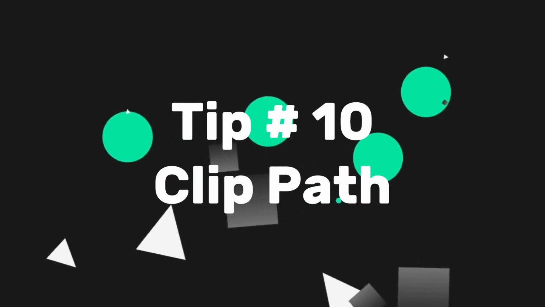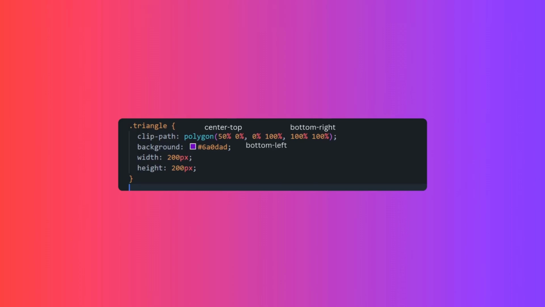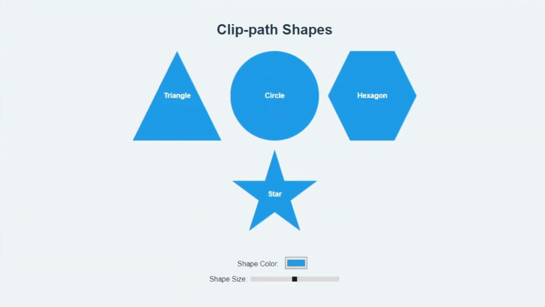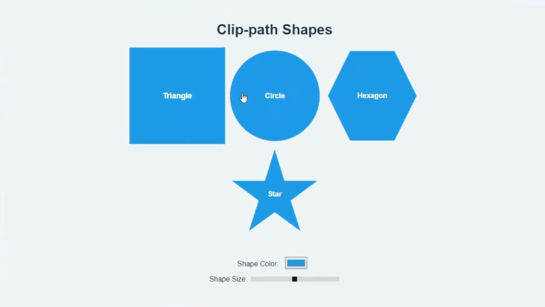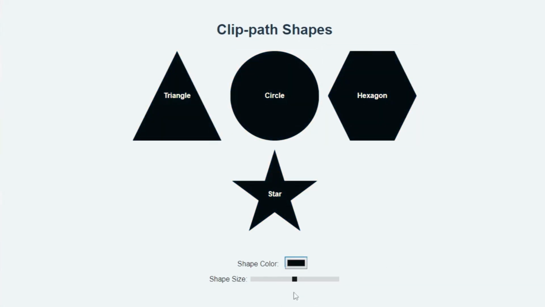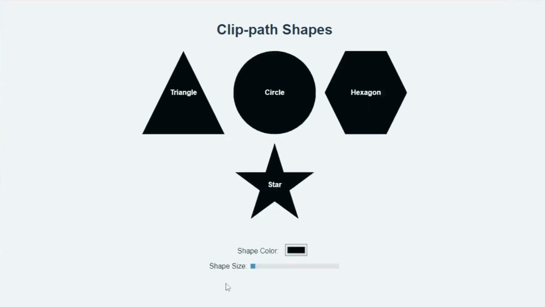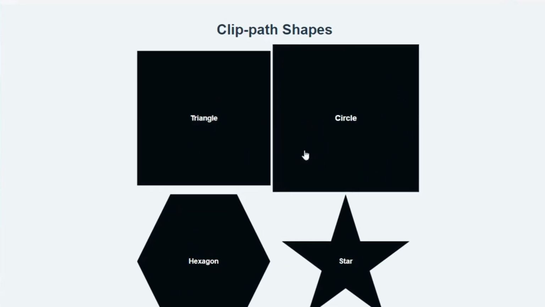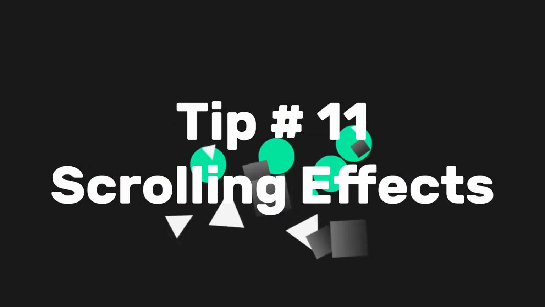Tip number 10. Clip path. The clip path property allows you to crop elements into various shapes like circles, triangles, or polygons, instead of the usual rectangle. It provides a creative way to break out of traditional layouts and add distinctive, visually appealing designs without needing images or SVGs.